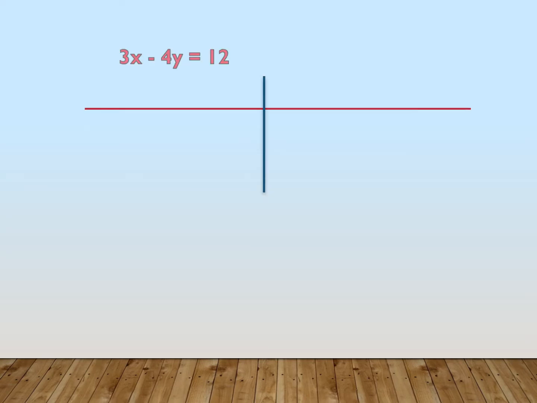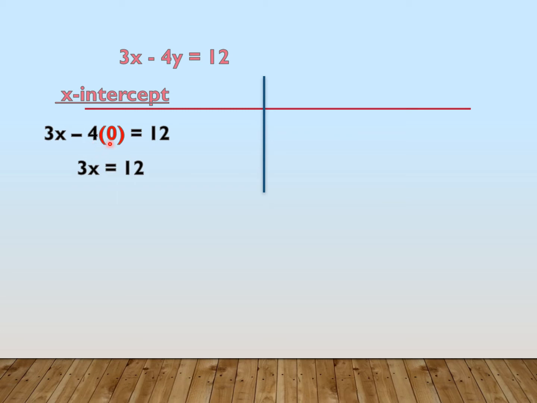So we have 3x minus 4y is equal to 12. Let's find first the x-intercept. So hanapin natin. So to find the x-intercept, let y equal to 0. So palitan po natin ang y ng 0. So ito po yun by substitution. Then we simplify. 3x is equal to 12.